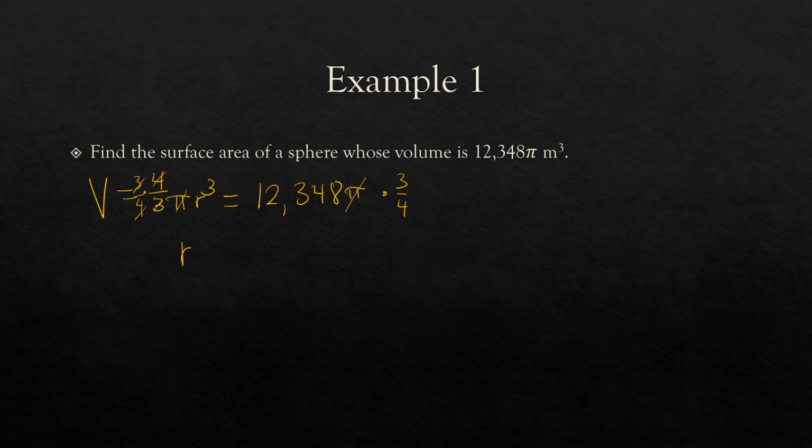So we're left with r cubed is 12,348 times 3/4, which is 9,261.